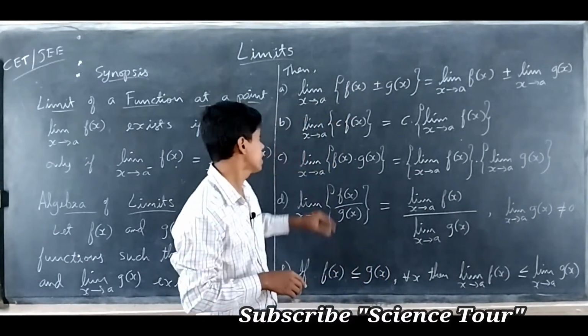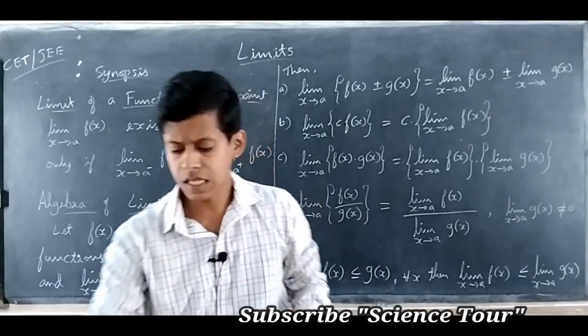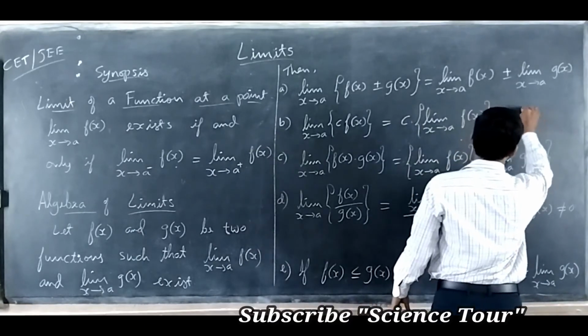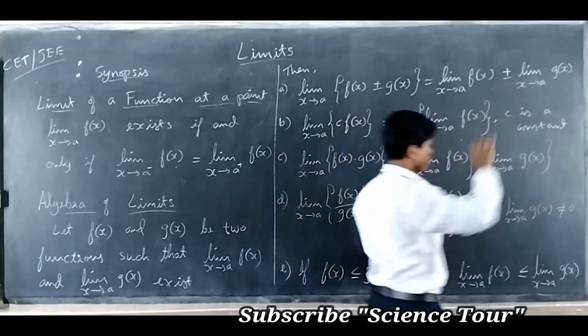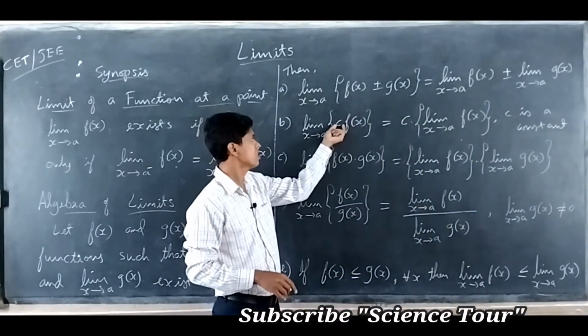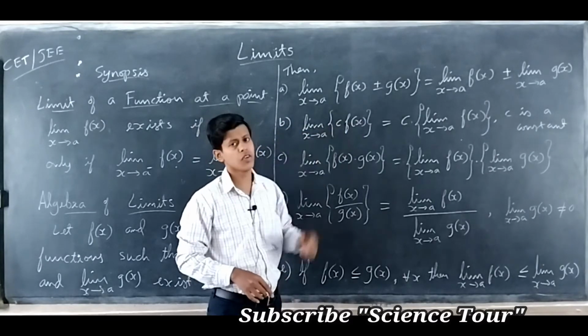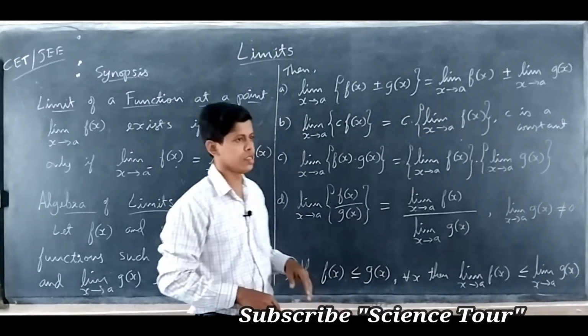Okay, so next, what if you have a constant? Here c is a constant. If c is any constant, real number, you can just take it outside and apply the limit only for the function f of x. So you can take that c out and find the limit.